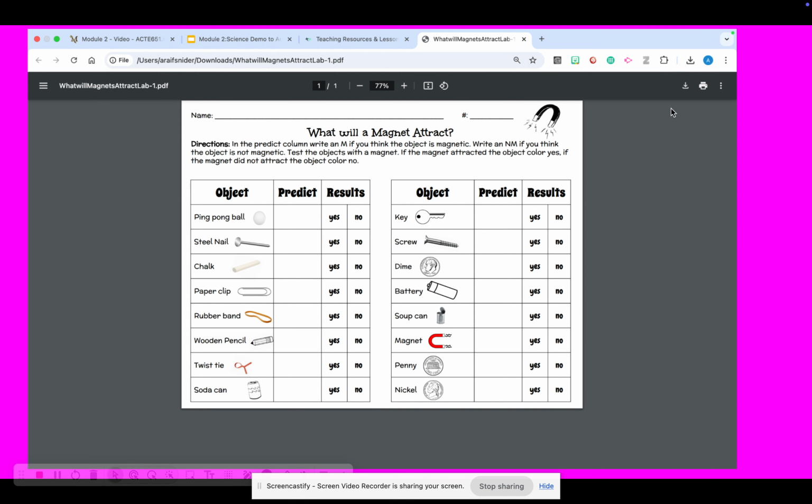So after this, we would have a class discussion again on which ones we saw were magnetic and which ones were not. And hopefully this would help prove that their misconception isn't correct, and they will be able to see that there are metals that are not magnetic.